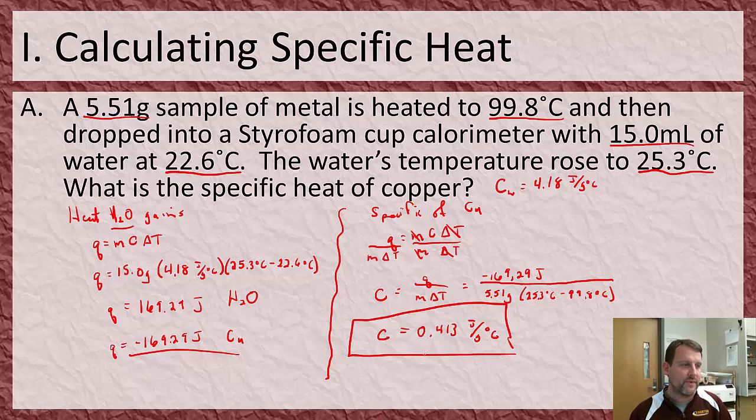That's it. So basically what we did is we found the heat water gained, we attributed that heat coming from the copper, and then we just solved for C here algebraically. All right, best of luck to you. Let's do the next one.